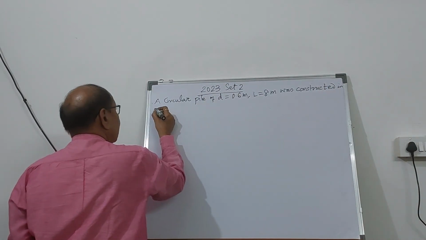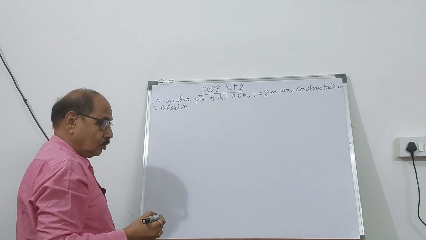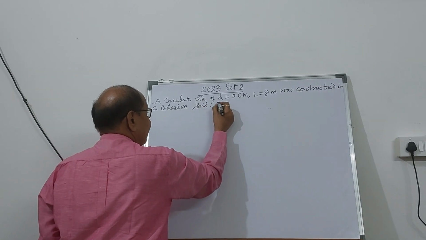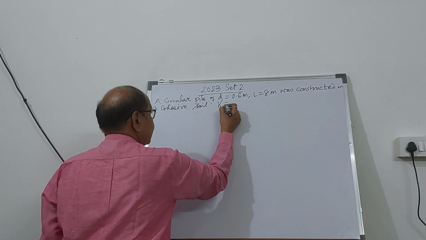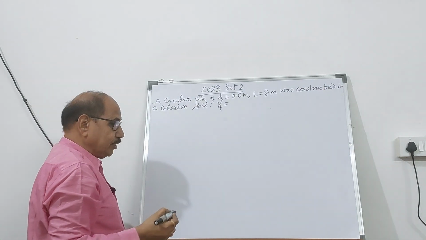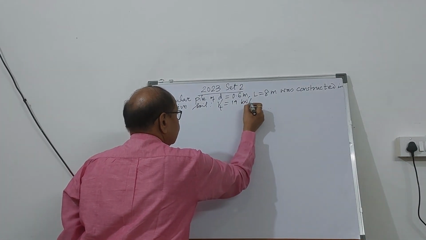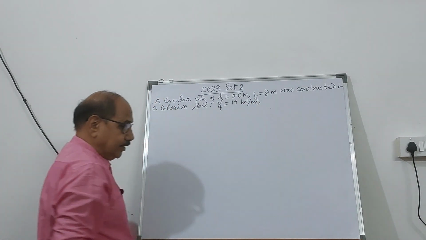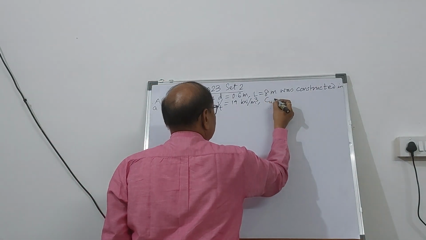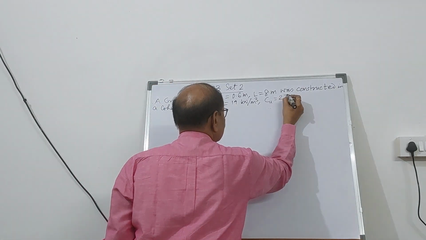in a cohesive soil bed, and the properties of the cohesive soil bed are known to you. The total unit weight is given to you as 19 kilonewton per cubic meter, and its undrained cohesion Cu is given to you as 25 kilopascal.